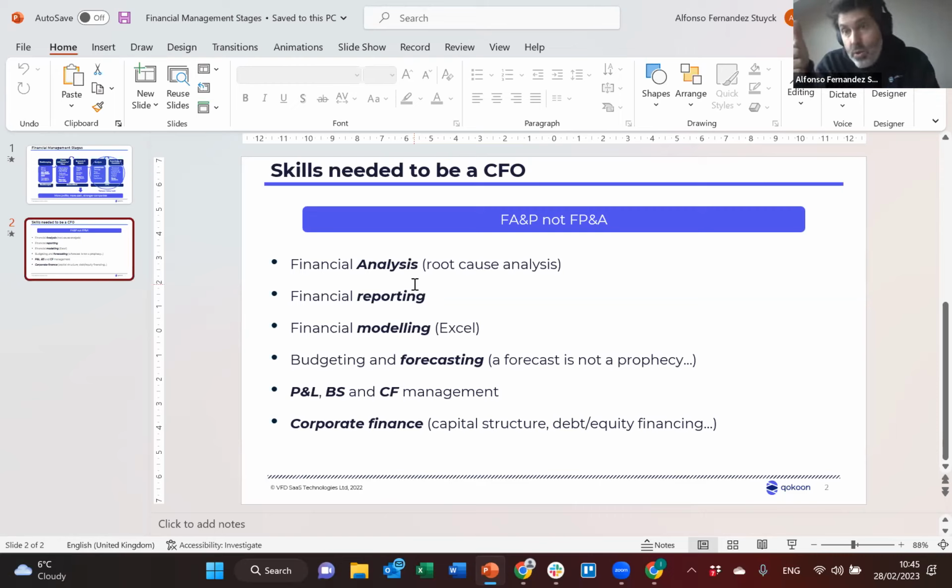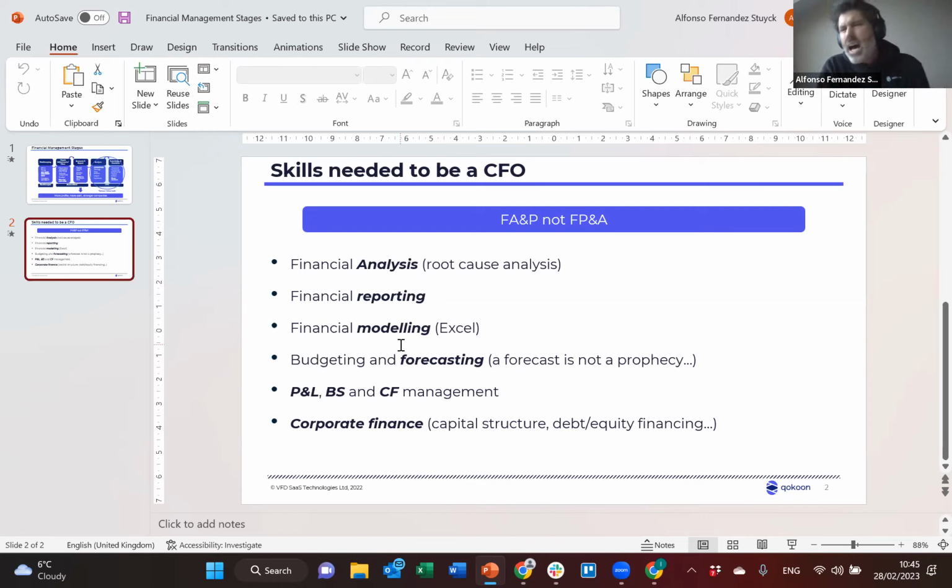First of all, with Qokoon, you can understand it instantly. But even if you understand it perfectly, you still have to explain it to people that might not have financial acumen, or may not know much about financials. So it's not just understanding, you need to understand and you need to communicate, which is reporting.